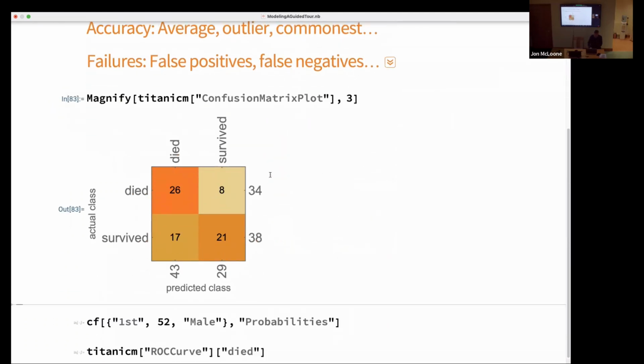So if we look at our Titanic example now, we can actually look at how it failed. And we can see that in the case of actually died, it did... I'm trying to read this into what we're getting here. There's a bit of asymmetry here that says a third of the people that it predicted had died actually survived, whereas less than a third of the people it predicted to die actually survived. So it had a higher false positive rate on the died.